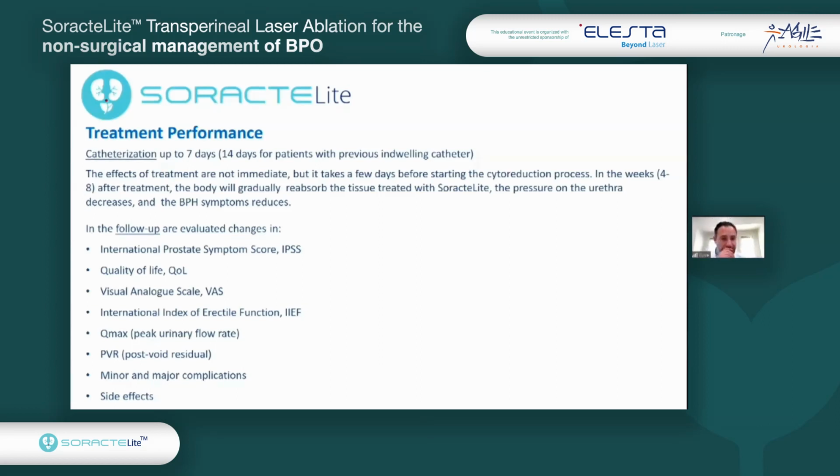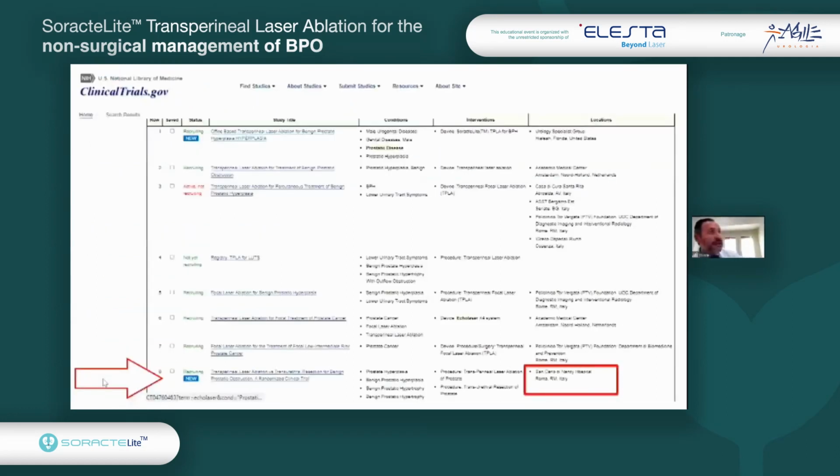Also, we check the IIEF, so the International Index of Erectile Function questionnaire. We use obviously the Qmax, the peak urinary flow, just to assess the de-obstruction of the procedures. Then we check the postvoid residue, minor and major complications, and possible side effects.